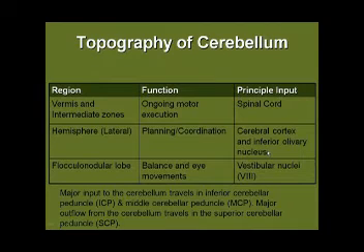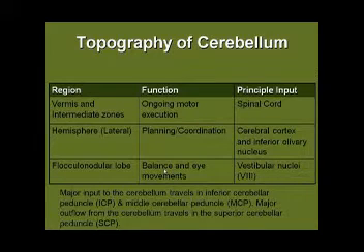Finally, the flocculonodular lobe is getting much of its input from the vestibular system, and as such, that's logical because its major role is to help maintain upright posture and balance and also promote the smooth execution of conjugate gaze.